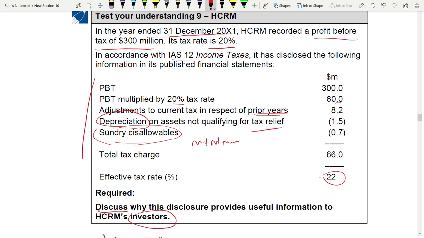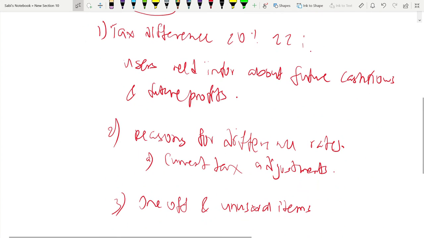Investors should also refer to other information. They asked you to discuss why this disclosure provides useful information. Whatever useful information it provides, you can write. But whatever other things you need to assess, that also you can write in your answer. So at the end, you can write that investors should refer to the statement of cash flow, because it will specify the tax paid in the current period. If you want to know the tax paid in the current period, go to your statement of cash flow. So investors can assess that. You can give that as a conclusion, like a recommendation. Please make sure that you go through the answer once again, and I'm going to summarize this lecture.